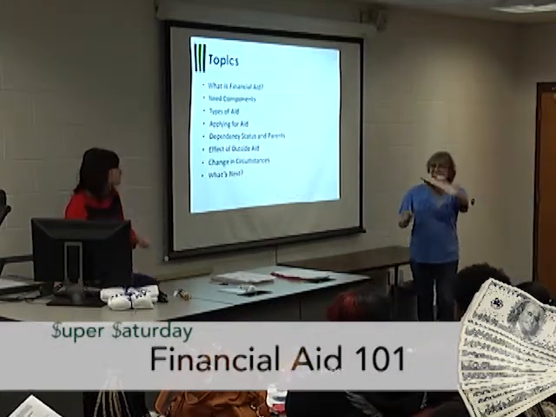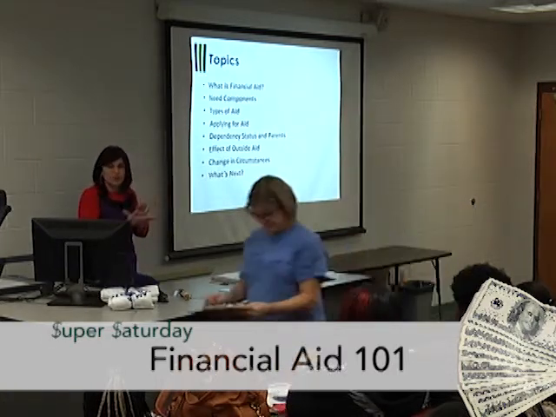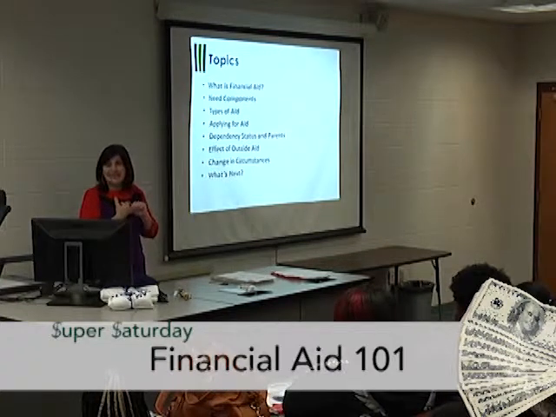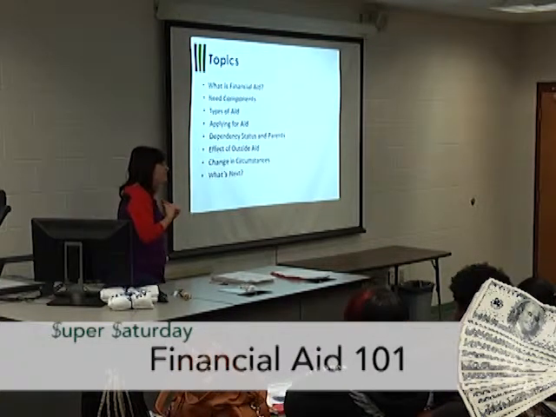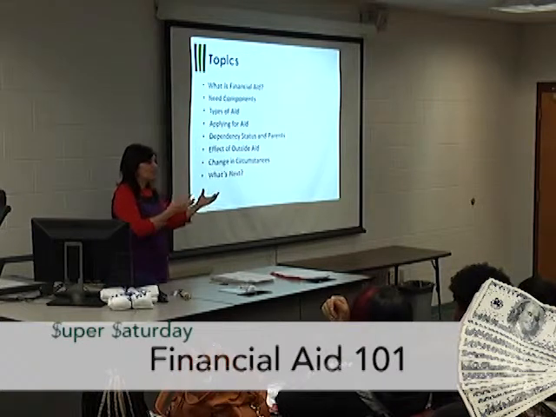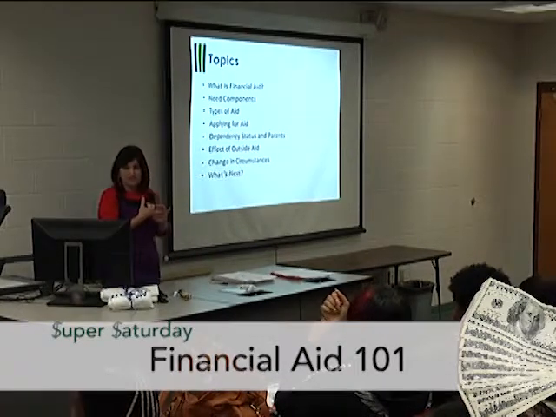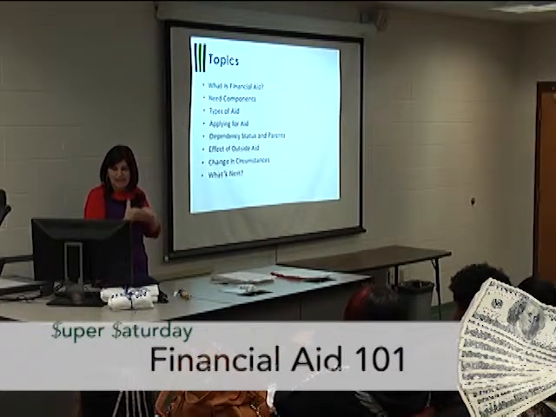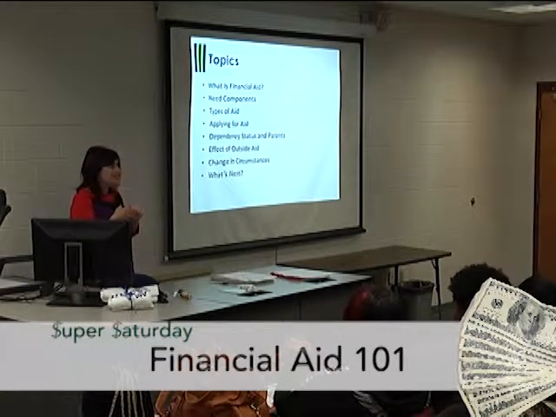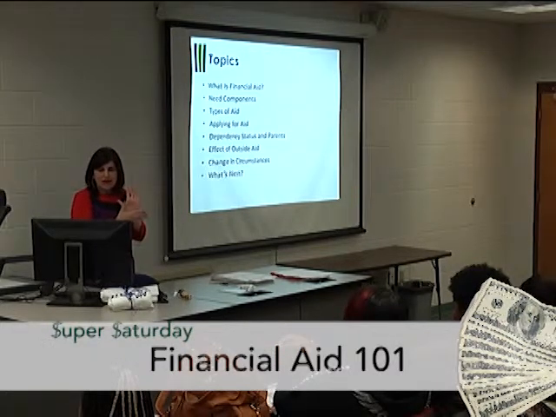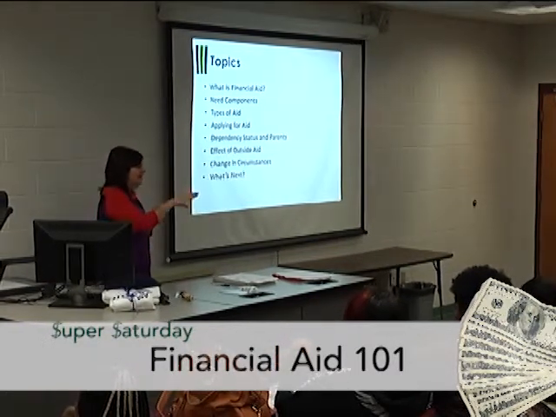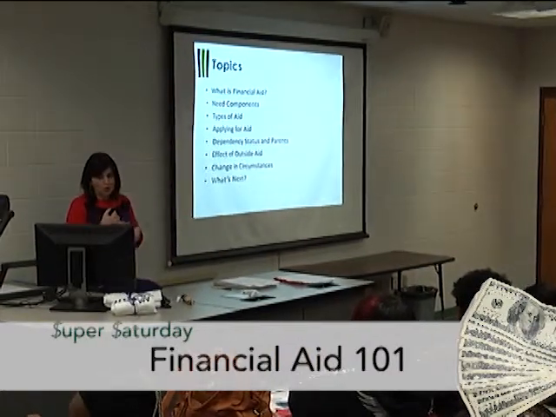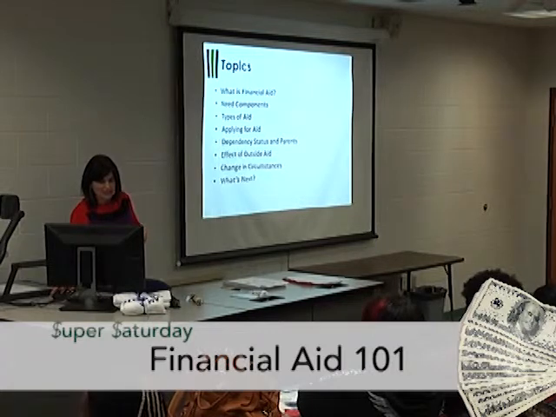During this session, we're going to talk about financial aid. What does that mean? We're going to talk about your need components. That's how the financial aid offices decide how much money you're going to get in your financial aid package, what the types of aid are, how you apply for aid, your dependent or independent status as a student, how outside aid or scholarships that you may apply for may affect your award, and change in circumstances.